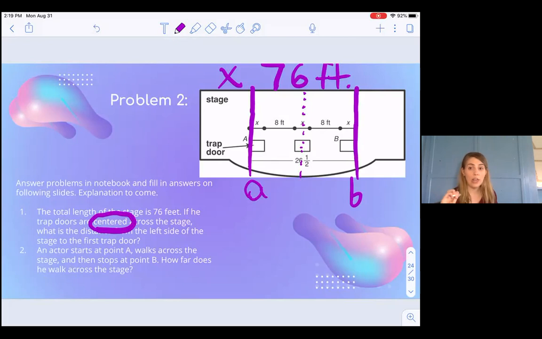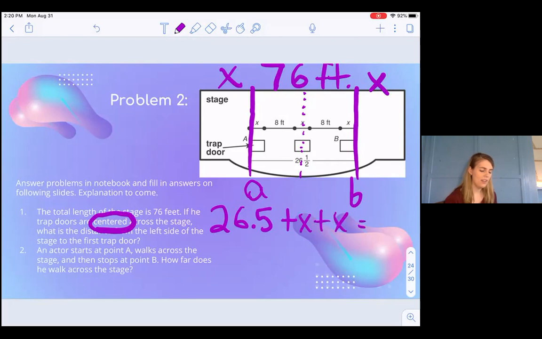So what that tells me as a reader of the problem is that if I have distance X on the left side, I'm going to have the same distance X on the other side, because I have my 26.5 as my very, very middle, which means that everything that goes out from it is going to be the same exact length. So then when I set up my problem to solve this, I have 26.5 plus X equals 76.